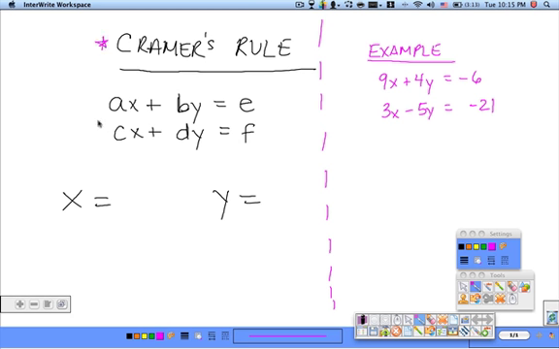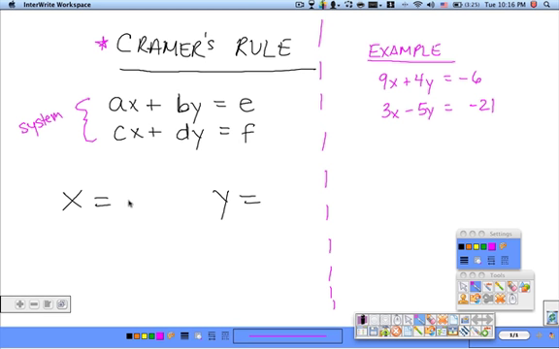Cramer's rule. Here is your system of equations: ax plus by equals e, cx plus dy equals f. Make sure your system is in this order before you start doing Cramer's rule. Gabriel Cramer, born in the 1700s, somehow found this way to solve systems of equations, which is actually pretty cool if you think about it.